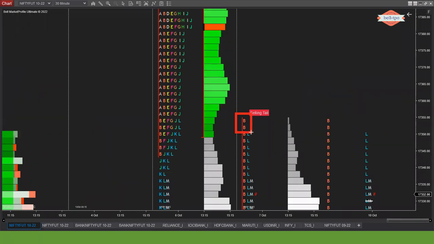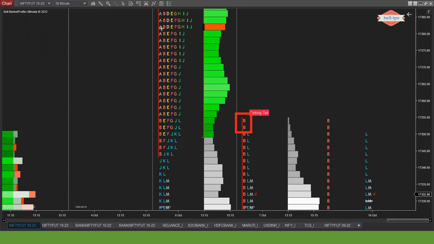Of course, excess happens across different time frames, not only in market profile. Excess happens on a daily chart, weekly chart, hourly chart, even a 15-minute chart. Across the charts, you can see the excess. So this is a place where the price is rejecting.